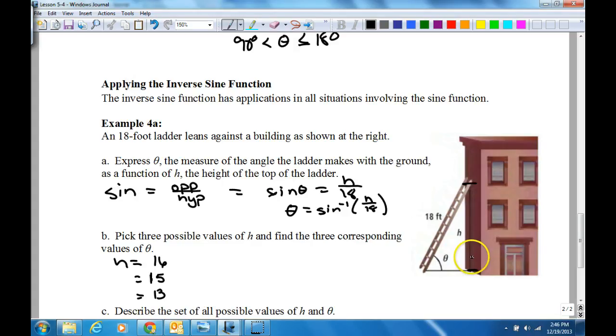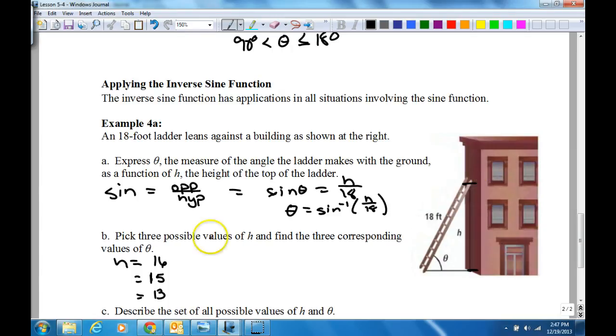Okay, somebody said when h equals 21. Why can't it be 21? 21 is bigger than 18. So if I were to prop this up against the wall, 21 would be how many feet taller than the ladder? Yeah, it would be 3 feet taller than the ladder itself. So that would not work.